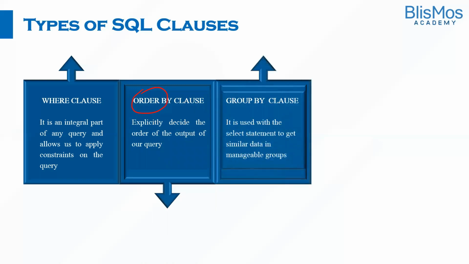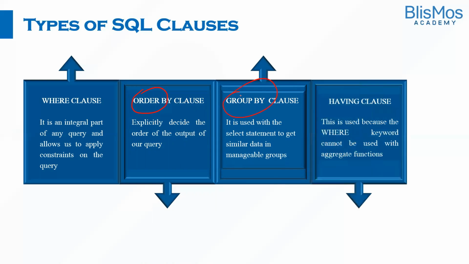And we do have the group by clause. So within the group, you may have different regions, you may have different ages. So if you want to group the data and see how it is behaving, then we can use the group by clause. What happens is we will not be able to use the where clause as a part of the aggregate functions. That is when we use the having clause.